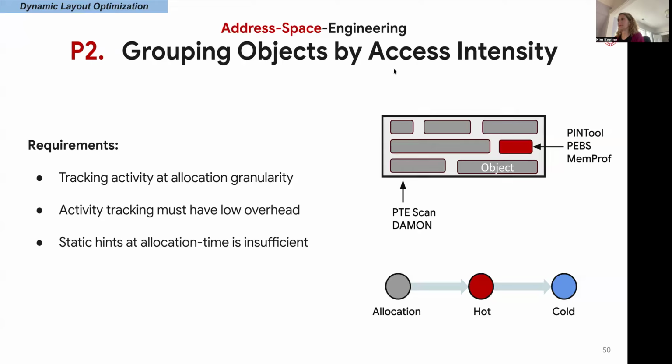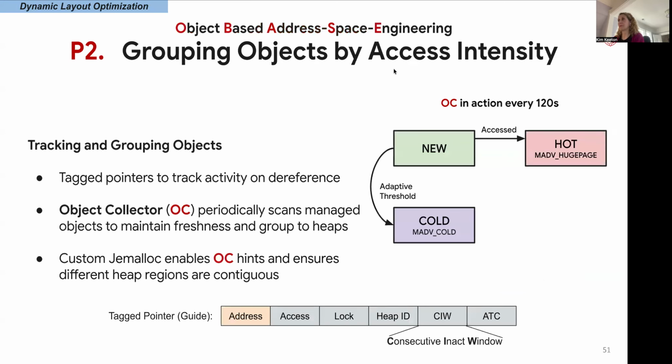As we saw in our study, static hints at allocation time are insufficient. There have been works which look at the stack trace and tell whether an allocation must go to a hot or cold heap. But clearly there are applications where the same hot allocation can become cold eventually. To address this, we introduced tagged pointers to track the activity of a dereference. In the compiler pass that I showed you, these managed pointers track every time a dereference happens to an object.